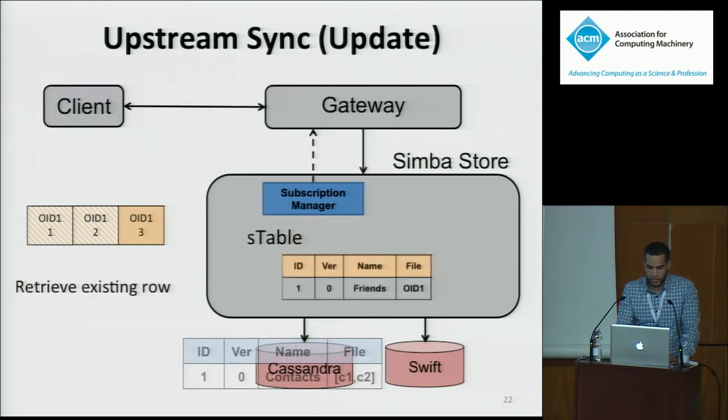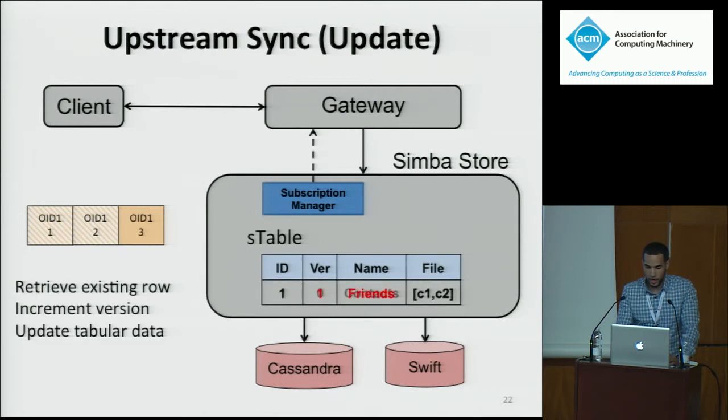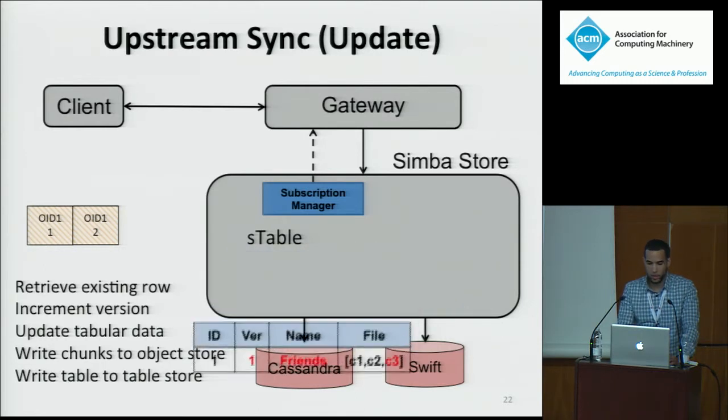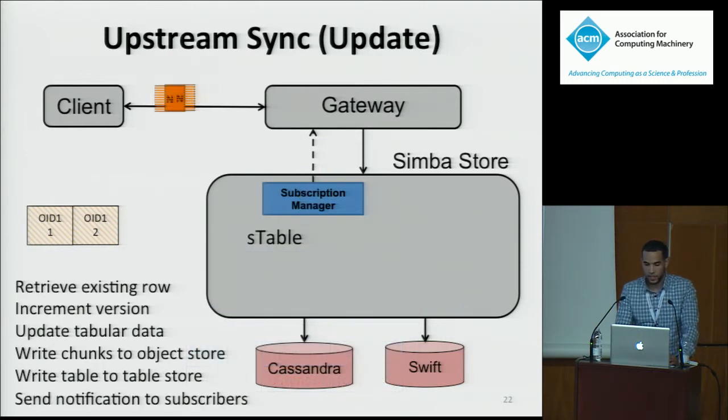So the client next sends the changed tabular data to the cloud, to the store, and the store retrieves the existing table and applies the new updates. Then for any changed objects, the client syncs those with the store, and they're stored in the object store, and the IDs are added into this staged row that's shown under S table. Once the chunks are received, the store will commit that table data, and a notification is dispatched to all subscribed clients.